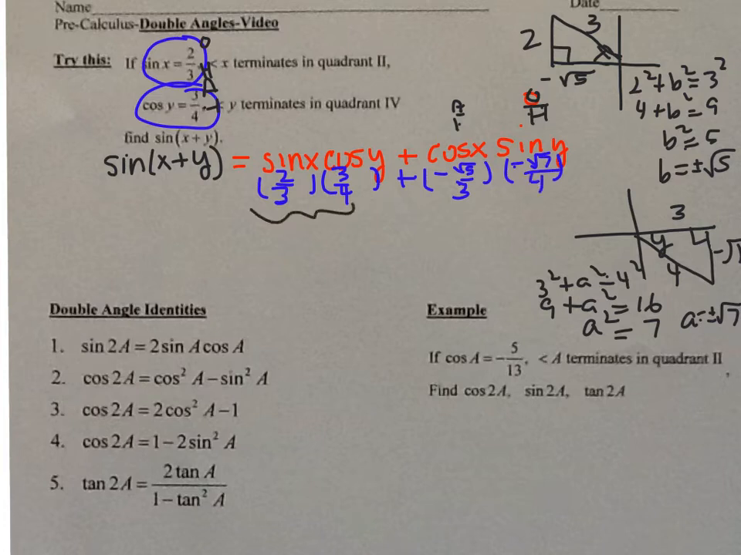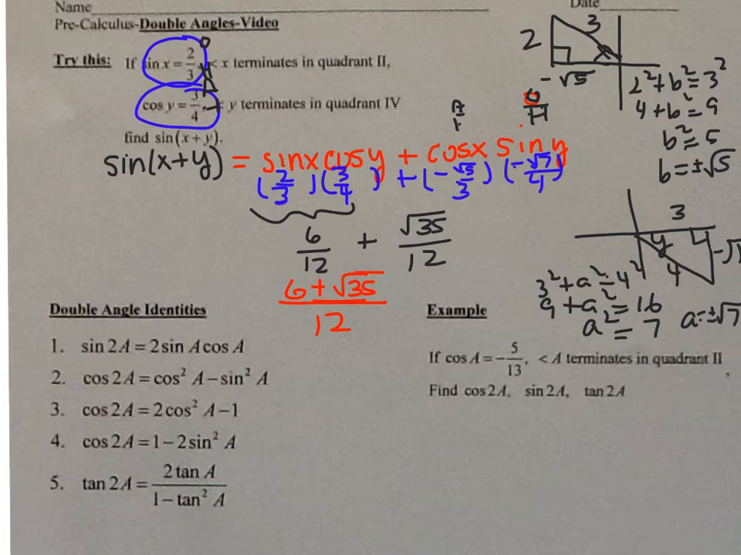So now we're going to multiply. So I have 2 over 3 times 3 over 4 would be 6 over 12 plus negative the square root of 5 over 3 times negative the square root of 7 over 4 would be positive the square root of 35 over 12. Remember, when you multiply fractions, you multiply numerators, multiply the denominators. In order to add fractions, you have to have the same denominators, and I do. So I keep the denominator, add the numerators. I can't actually add 6 and the square root of 35, so it would just be 6 plus the square root of 35 all over 12.